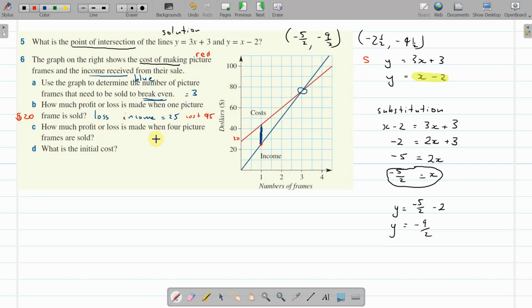How much profit or loss is made when 4 picture frames are sold? 4's over here, and we go up here, we've got this little gap, that's the profit or loss, the difference between the income and the costs, and this time because income's higher, we've got a profit, and it looks like about 10. So I've got a profit of 10.